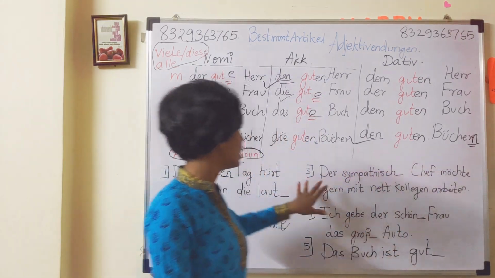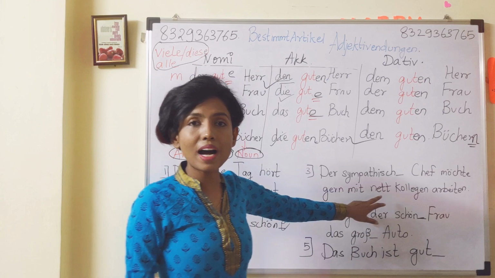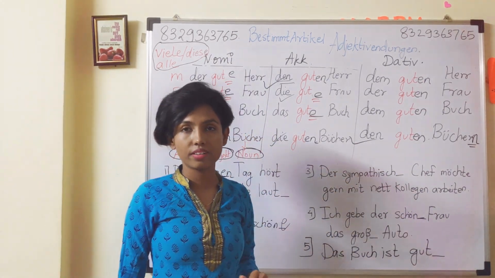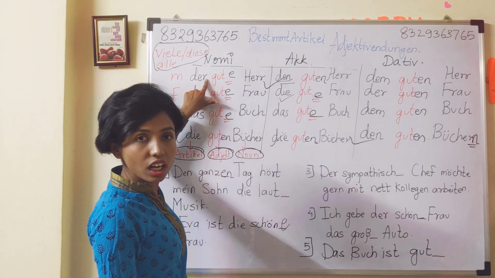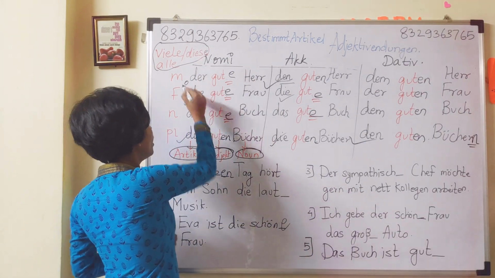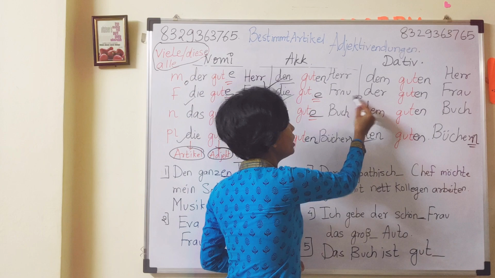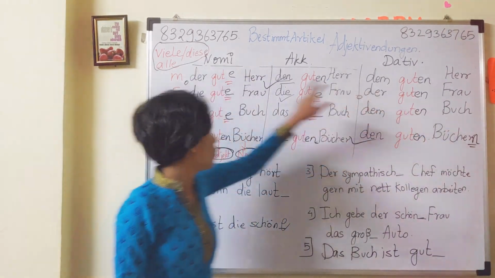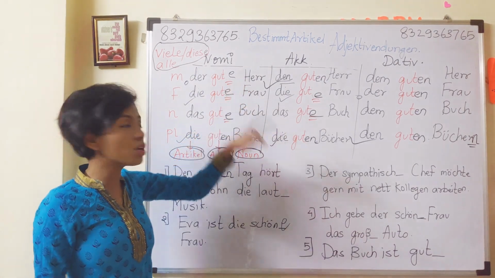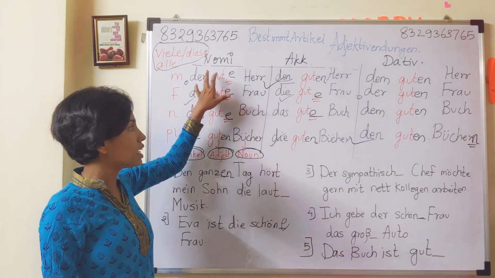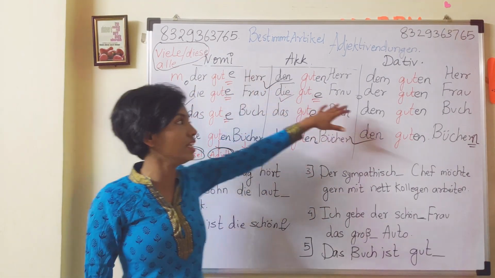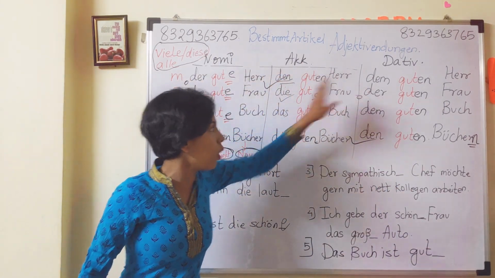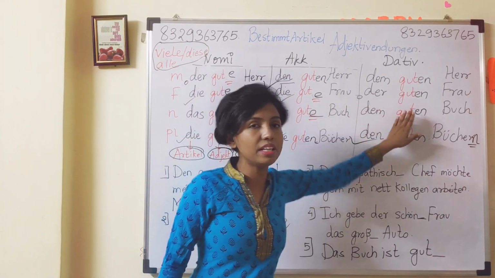Now the next, third one. Der sympathische Chef. Now you tell me where is "the". So there is over here, and there is over here. So you have two options. One is ending with en, one is ending with e. Here e and en. So two options you have. One is in the masculine row, the other is in the feminine row.